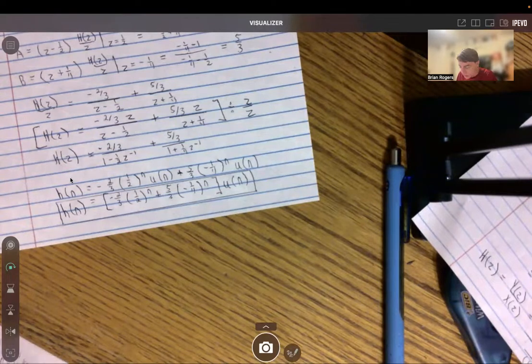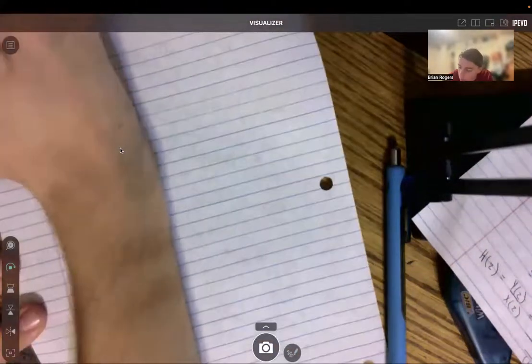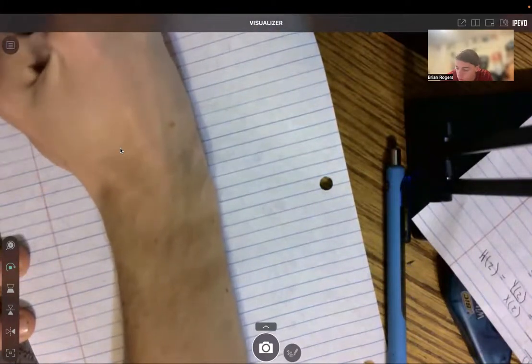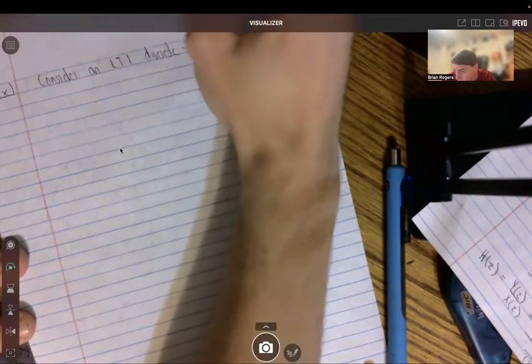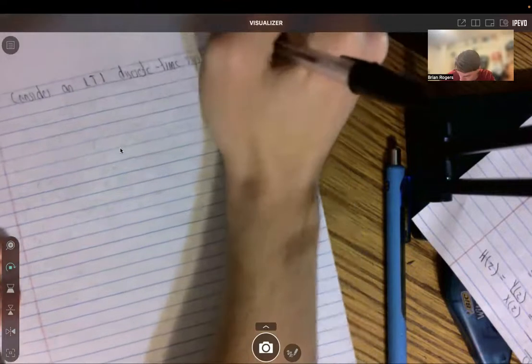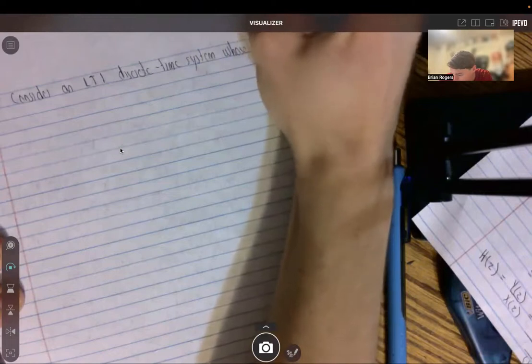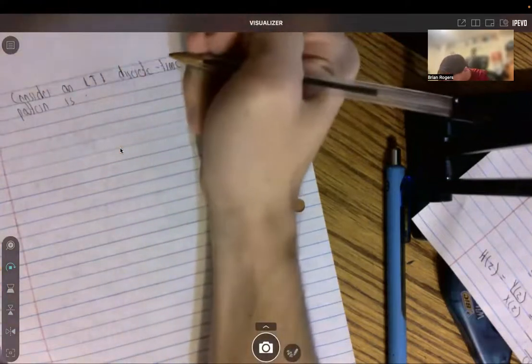And okay, the last one I think we should focus on was this one. It was a little different, but I think it was really helpful, and I think a lot of people overlooked it, in order to understand how poles and zeros work. So it says, consider an LTI discrete time system whose pole zero pattern is, and then here they're going to give you the pole zero plot.